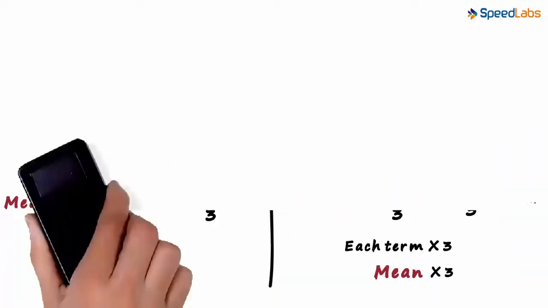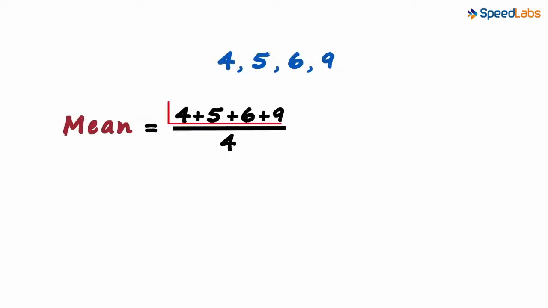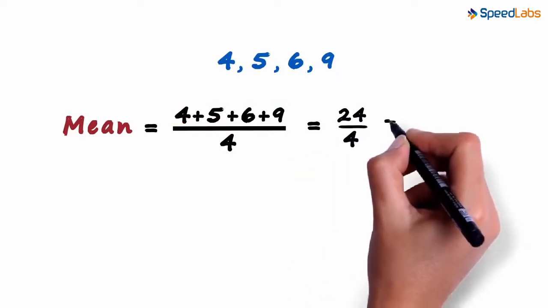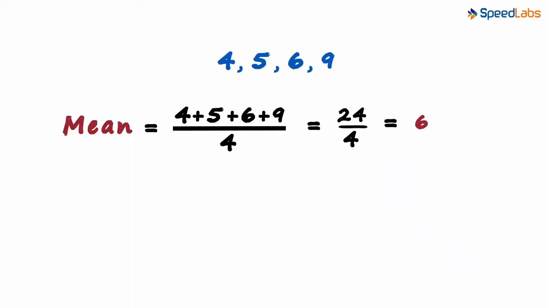Now let's look at one last property of the mean. What is the mean of the numbers 4, 5, 6 and 9? It will be the sum of values divided by the number of values. That will be 24 by 4, which equals 6. The mean of these 4 numbers is 6.